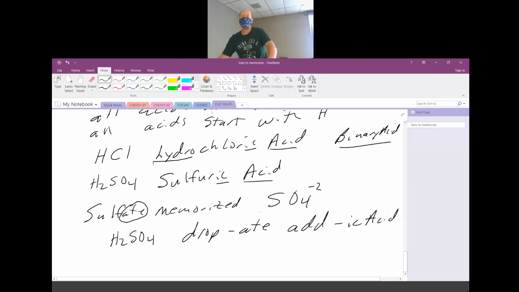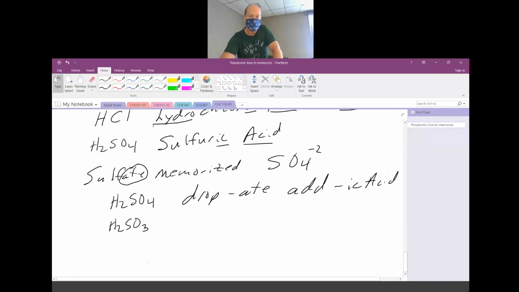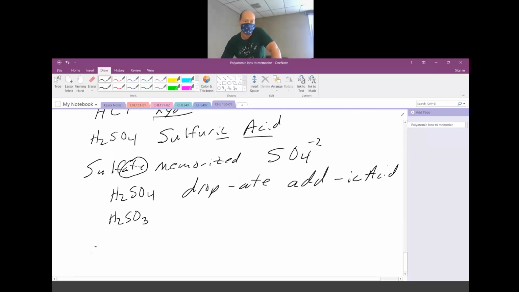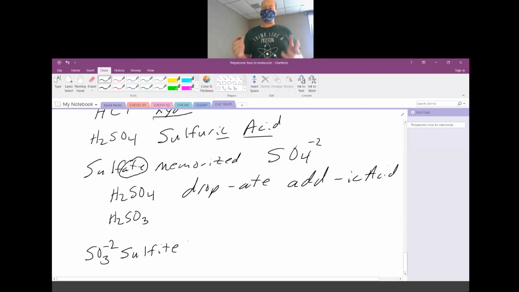Now we had our chart, and it could have ended in ite instead of ate. So if we went to H2SO3, we know that SO3 has one less oxygen. We had the SO4 minus 2, and now we have the SO3 minus 2. We dropped one oxygen, and so this is sulfite. When you lose an oxygen, it becomes the ite. Now to make that into an acid, we still have the minus 2.